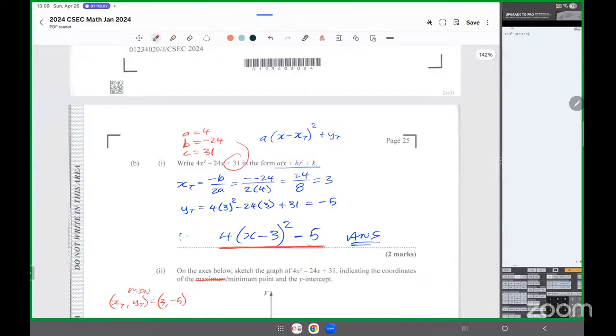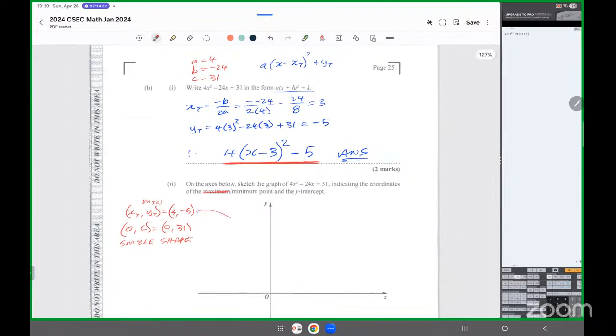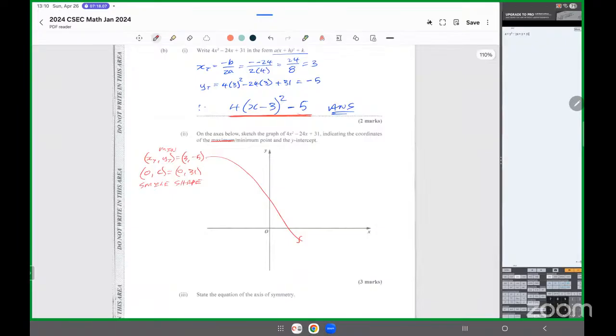The y-axis intercept is that 31 up there, right? So it also passes through the c value. The y-intercept is 0, c, which is 0, 31. And that's a smile shape. So this minimum point is going to be somewhere down here. So 3, negative 5 is going to be somewhere under here. And it crosses the y-axis at 31, so it's going to be somewhere up here. So turn down here and cross somewhere up here. And it has a smile shape.